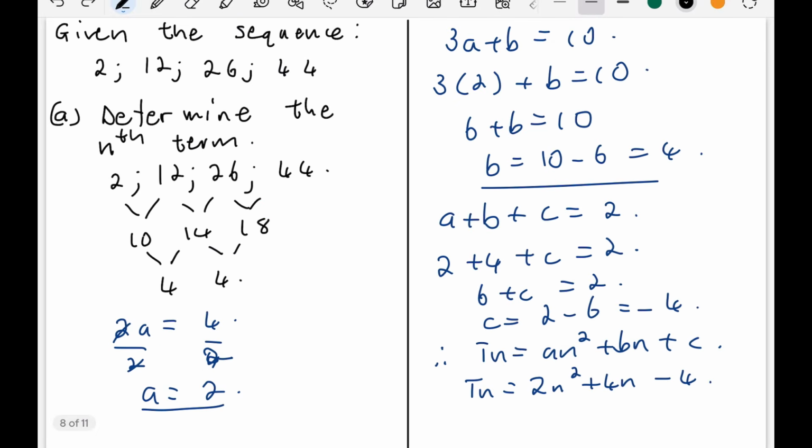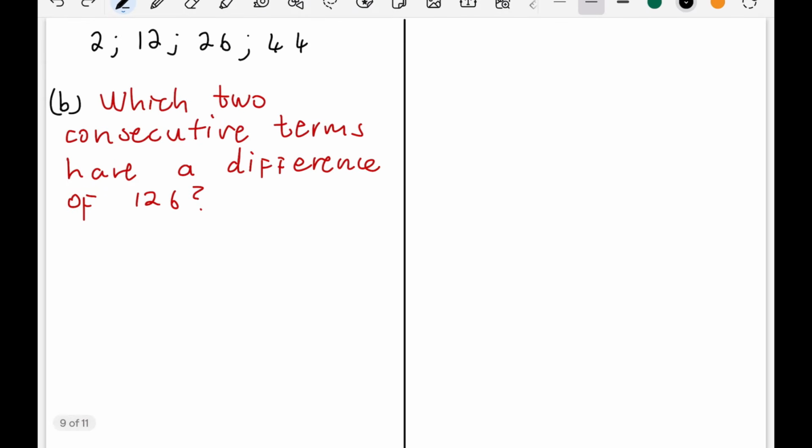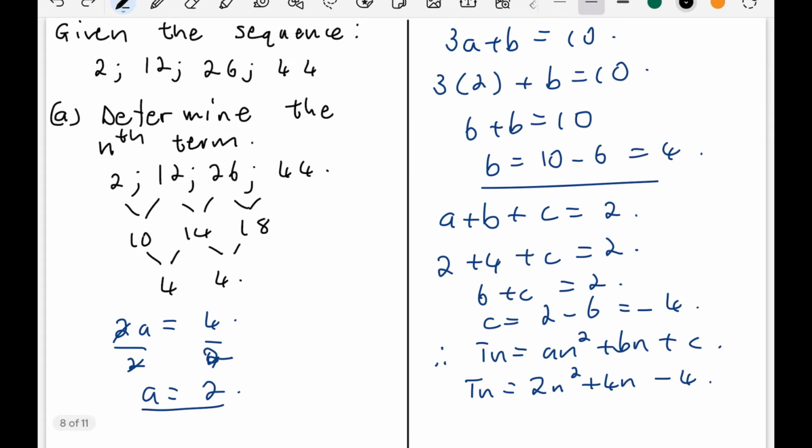Well, remember that here, the second difference is 2. This is the line of first differences. And the question is, in this pattern, which two consecutive terms, consecutive just means next to each other, have a difference of 126. Now, indirectly, this question is asking you, when does this pattern here have a value of 126? As this pattern goes on and on, at some point, it'll have a value of 126. And the question is, which two consecutive terms above it here would have given us this first difference of 126?